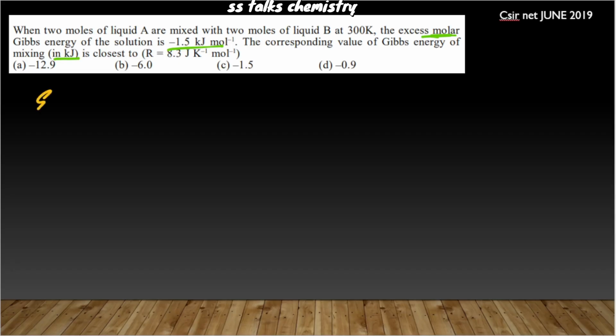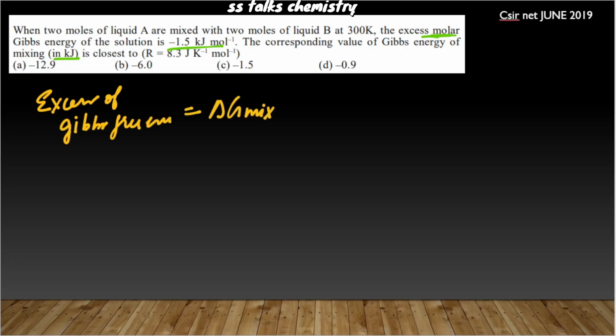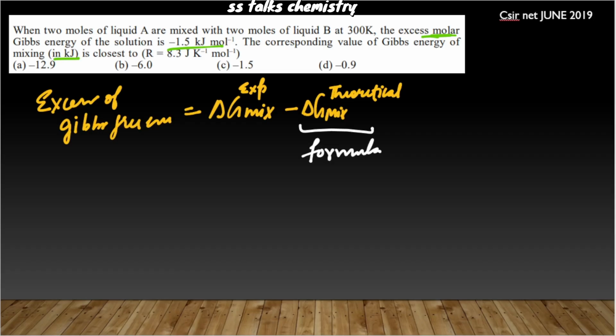So firstly, what is this excess of the Gibbs free energy? This is equal to delta G of mixing that you find using the experimental methods, minus the delta G of mixing that you get by the theoretical methods. This difference between these two is going to give you the excess value of it. This theoretical one, we find using the formulas. This excess value has been given to us. This value we have to find out. Okay.